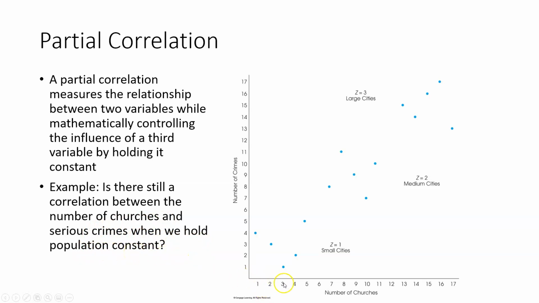So in this example, we've got a number of churches here on the x-axis and a number of crimes on the y-axis, and you see there's a positive correlation between them. But we've also got small cities down here, medium cities here, and large cities up here.